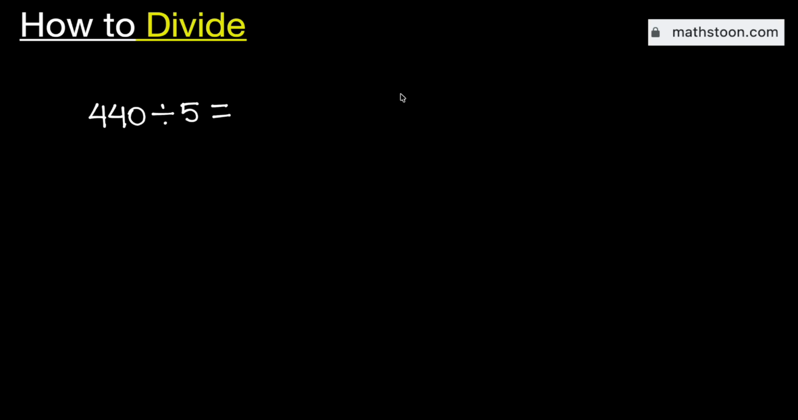Let's learn how to divide the number 440 by 5 using the long division method. Consider the first digit 4. It is less than 5. That is why we will consider the number 44. We know that 5 times 8 is 40 and it is closer to 44.